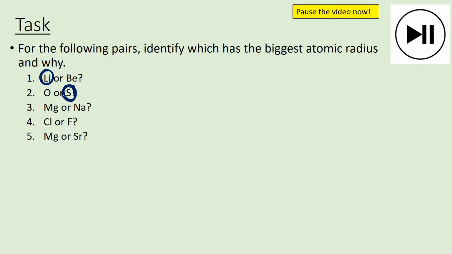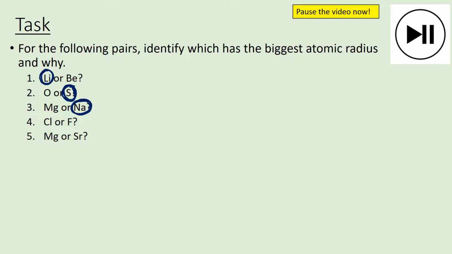Next, sodium or magnesium. Again, this one now, they're in the same period. The one on the left, which is sodium, that's to the left on the periodic table. So again, you must be looking at a periodic table to answer this. Sodium and magnesium, they have the same number of shells, have similar shielding. However, sodium has a smaller nuclear charge and therefore a bigger radius.